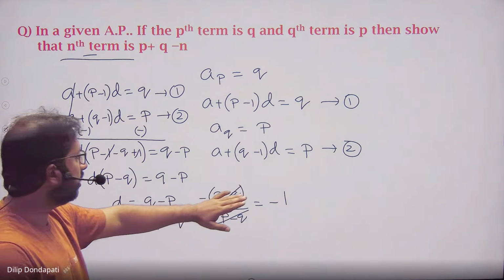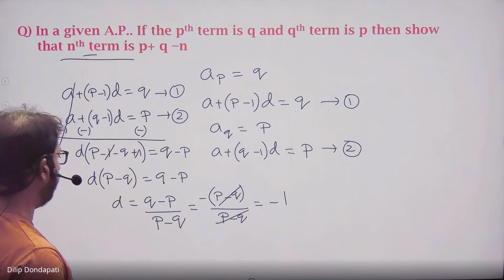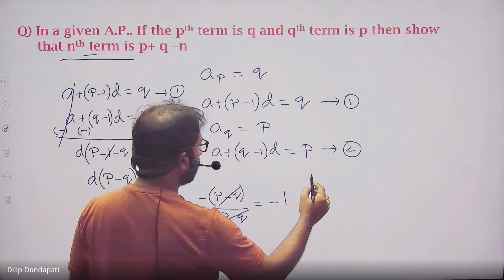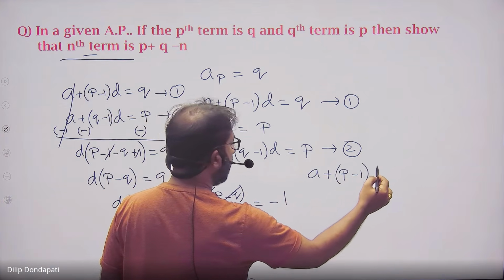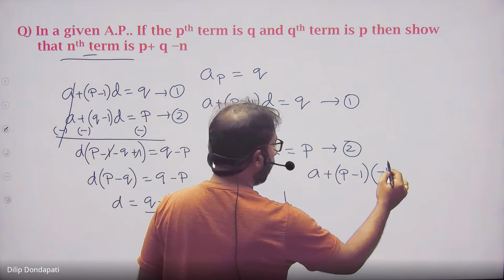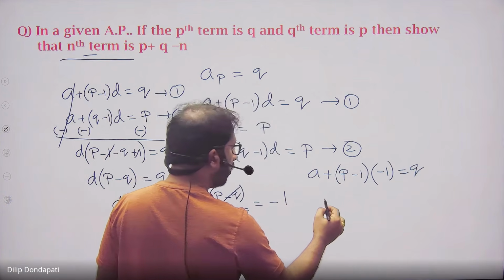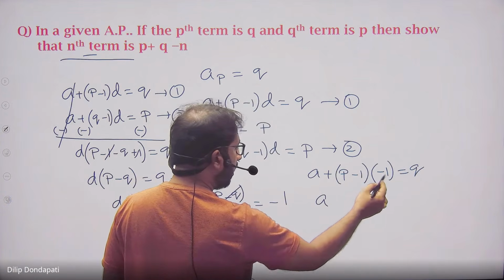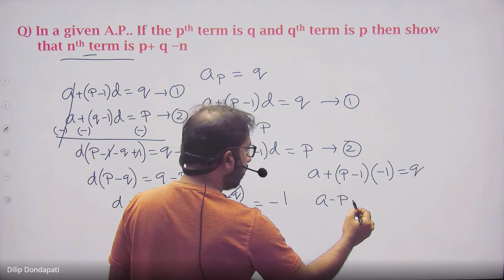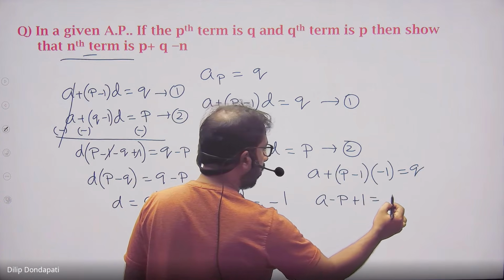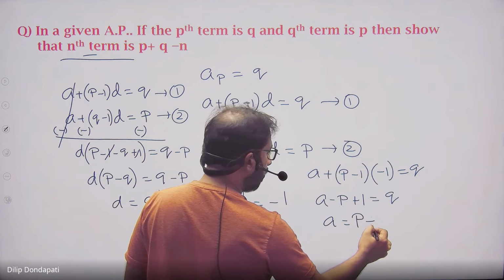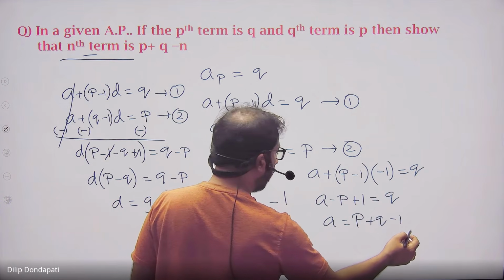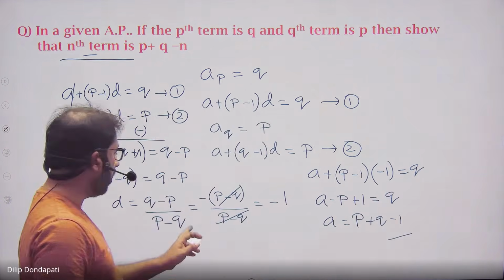Now substitute this d value in any one equation. In the first equation I substitute: a plus p minus 1 into d, with minus 1 in place of d, is equal to q. So a minus p, minus of minus is plus 1, is equal to q. Therefore a is equal to p plus q minus 1. The a value you got, and the d value you got.